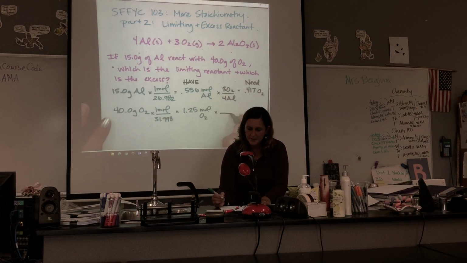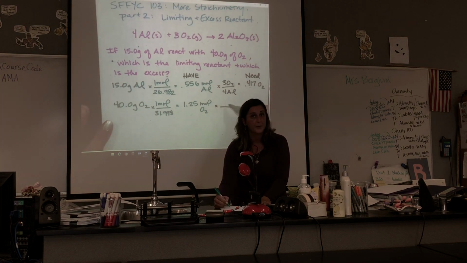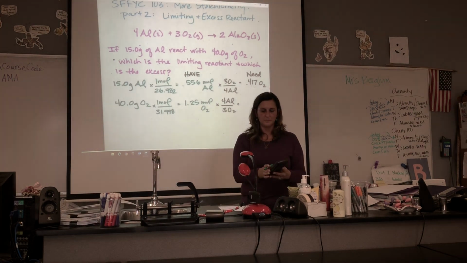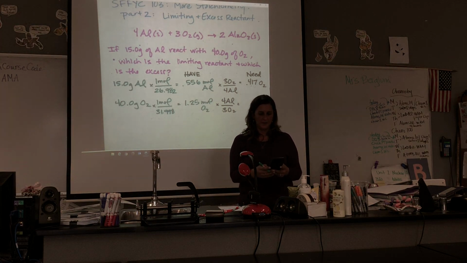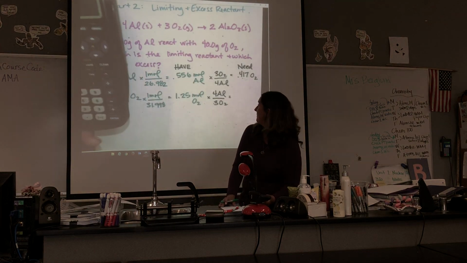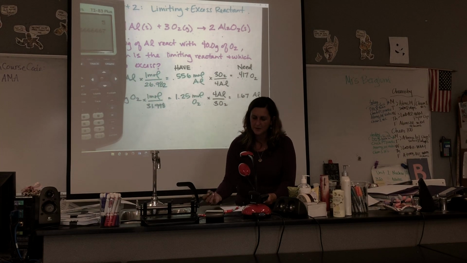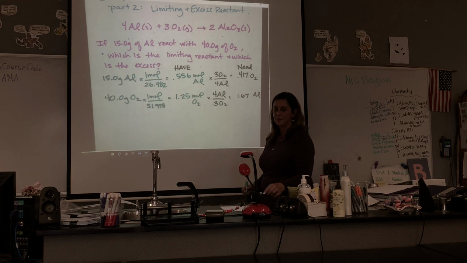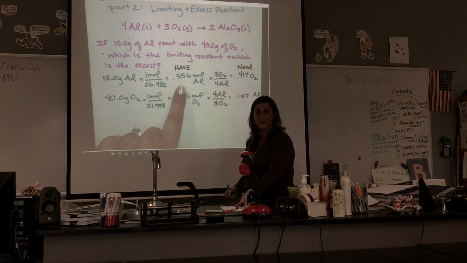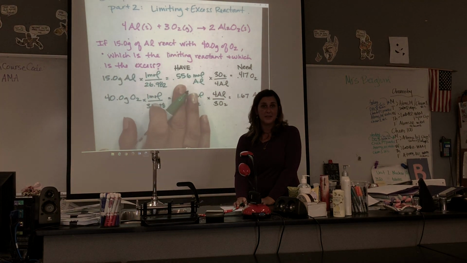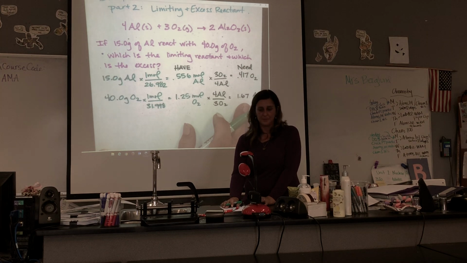Then we'll do a like process down here, but we're going to flip the mole ratio over so that we get how much aluminum we would need to get rid of all of the oxygen. So we'll go 1.25 times 4 divided by 3, and we get 1.67, and that's moles of aluminum. So now we have what we have of aluminum, and this is what we need of aluminum. We have 0.556 moles, we need 1.67.